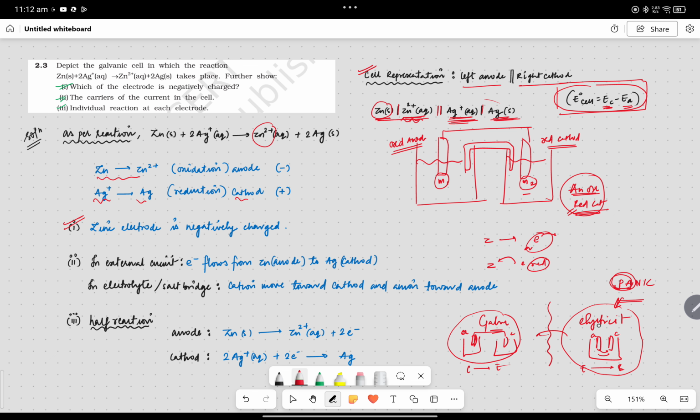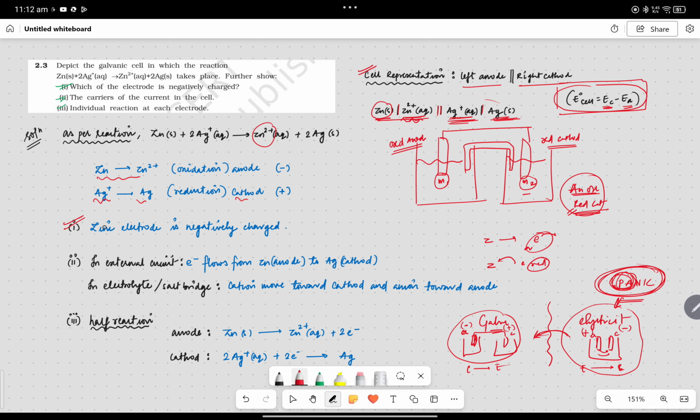By this mnemonic, you give a positive sign to the anode in the electrolytic cell. That means the galvanic cell is going to be the opposite. So in the galvanic cell the anode is negative, and because the anode is negative, the cathode is going to be positive. Similarly, in the electrolytic cell, because the anode is positive, the cathode is negative. So now you can easily remember these signs using the mnemonic PANIC.